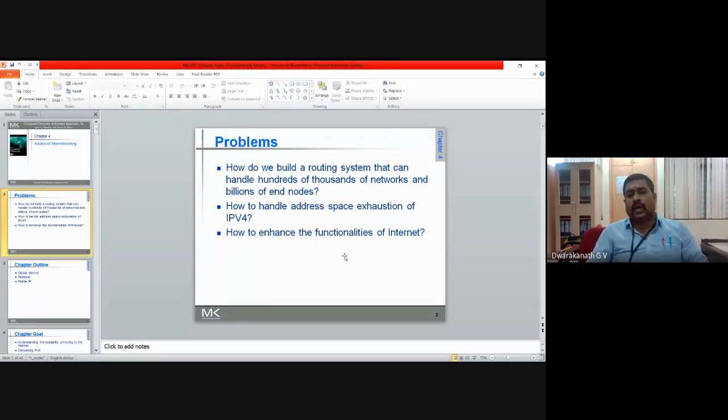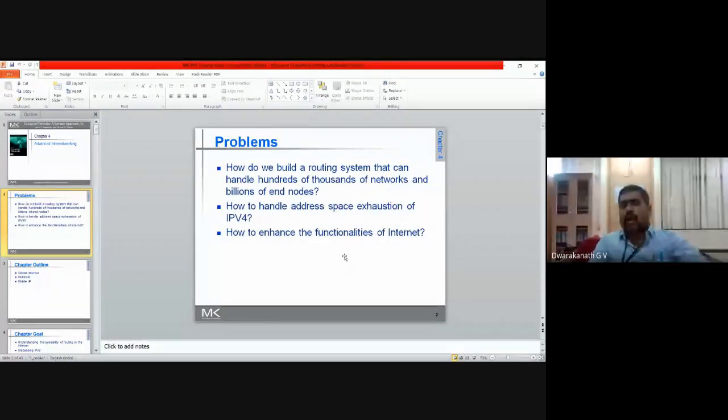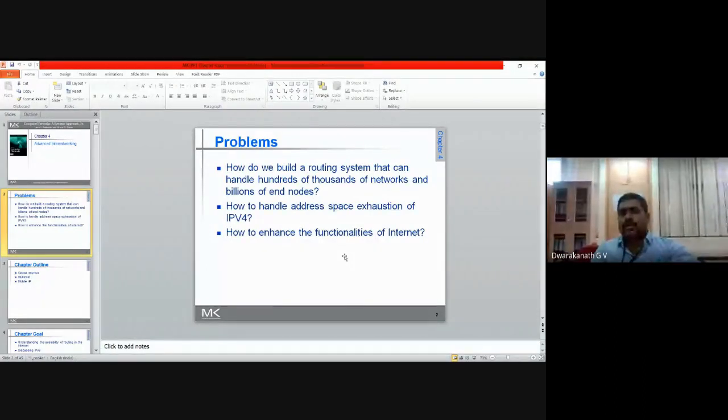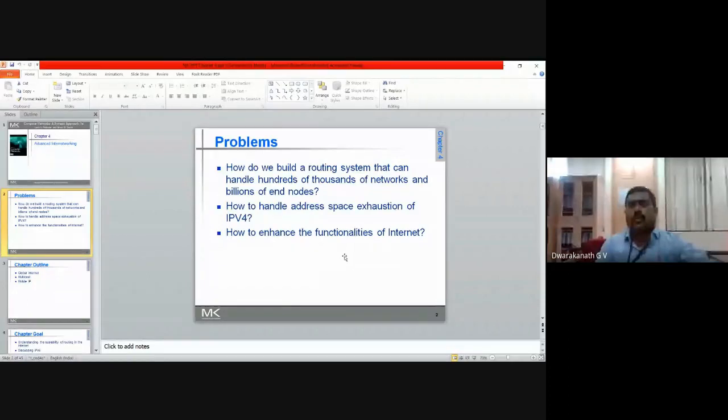We went with the lab. Now, what are the problems that will be there? How do we build a routing system that can handle hundreds of thousands of networks and billions of end nodes? We know that our routing algorithm makes one particular topology, and within the topology we made our routing protocol work, with a source node and a destination node.